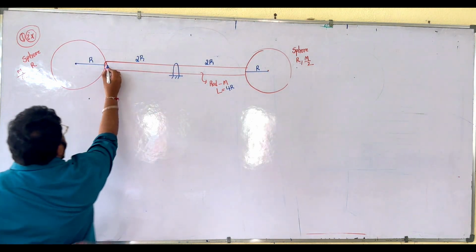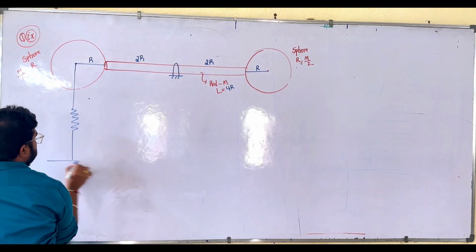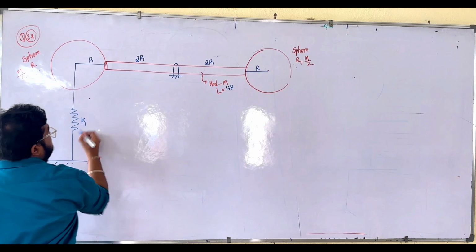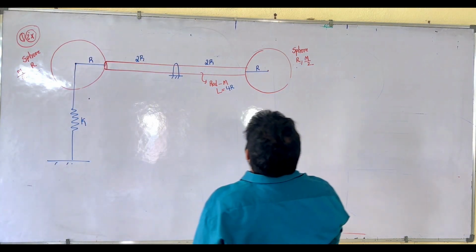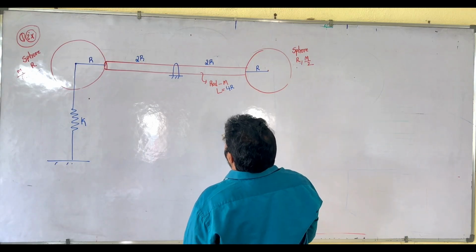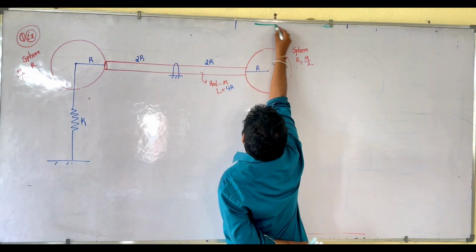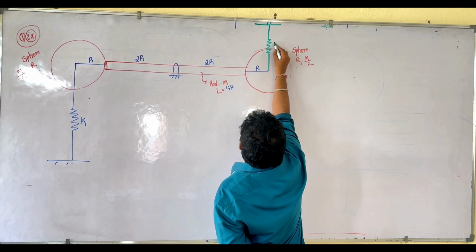Now we can connect the spring. Now we can connect the spring here. This is K. So we can connect one more spring here. This is also K.